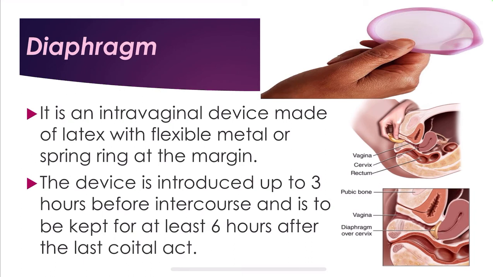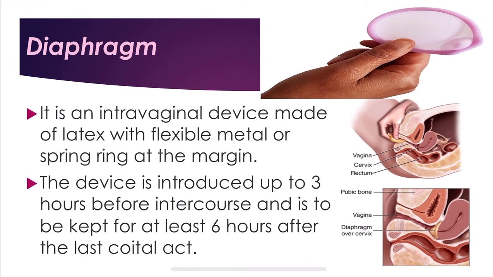The device is introduced up to 3 hours before the intercourse. So you need to introduce the device 3 hours before the intercourse, and it is to be kept for at least 6 hours after the last coital act. So after the coital act, it has to remain in the vagina for 6 hours. Even after the intercourse, it has to be there for 6 hours.